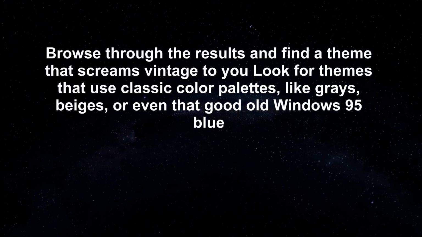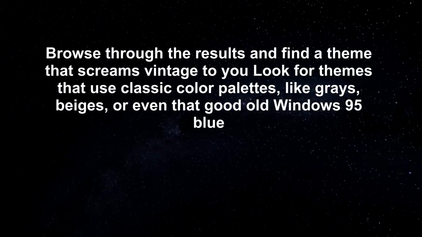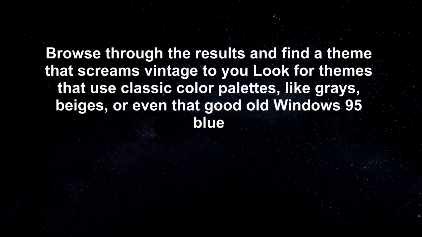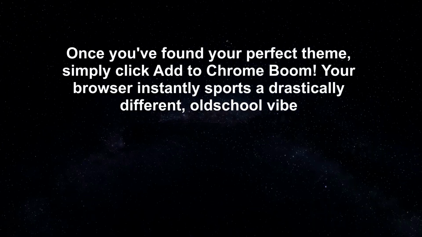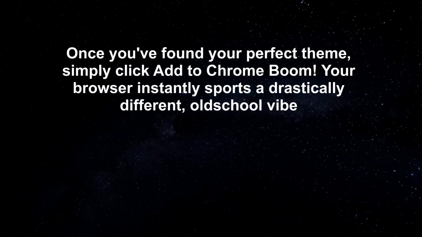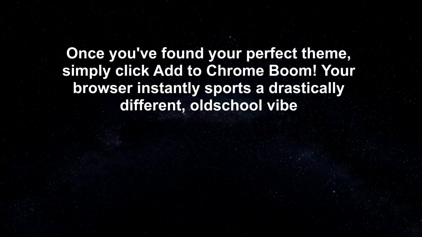Look for themes that use classic color palettes, like grays, beige, or even that good old Windows 95 blue. Once you've found your perfect theme, simply click Add to Chrome. Boom! Your browser instantly sports a drastically different, old-school vibe.